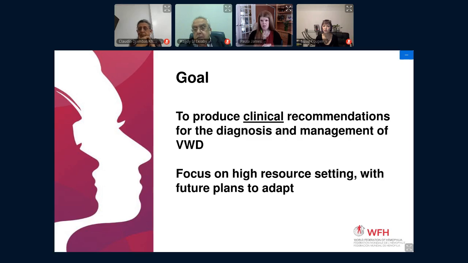We took the perspective of a high resource setting, really to try to set a goal of what it is that we would like to see optimally, recognizing though that not everybody lives in a high resource setting. And so we definitely have future plans to adapt the guideline for other healthcare systems and for other countries.